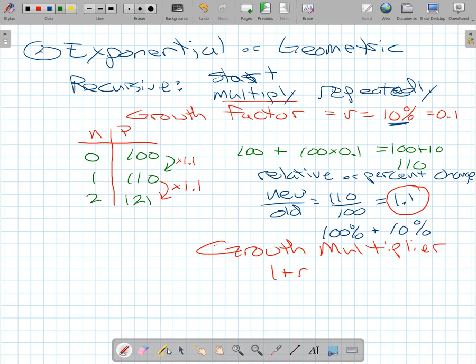Now, if I recognize that a growth factor leads to a growth multiplier, that leads me to the explicit equation. Because at this point, if somebody says, what's going to happen in 30 years? I get to repeat this process 30 times. Easy on a spreadsheet, pain on a calculator. Repeated multiplication, that's an exponent, right? So then the explicit formula comes from the growth multiplier. Explicit.